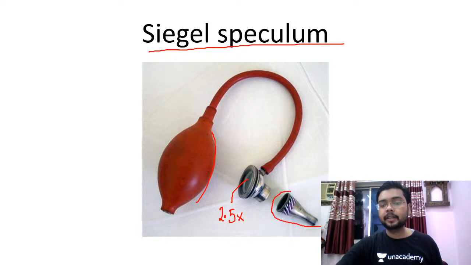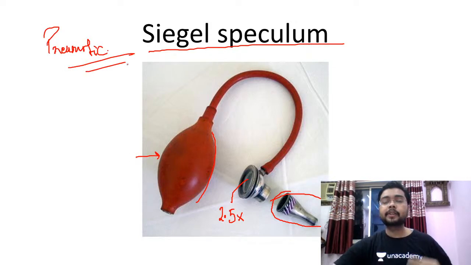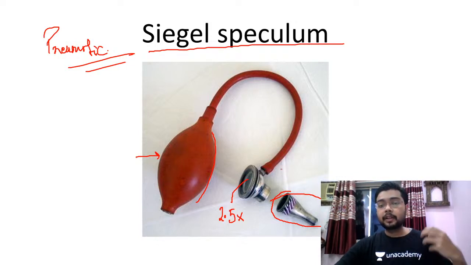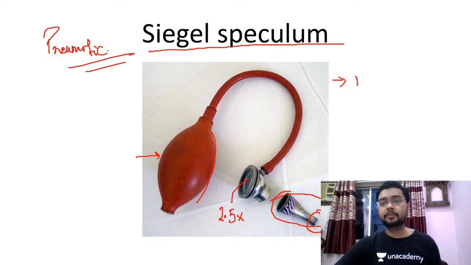Then it has an ear speculum, right? Through this pneumatic Siegle's speculum, so we add here a term called pneumatic Siegle's speculum, we can do various procedures. We can do some audiometric tests. Another thing is, we can use it to instill some medication in the ear, and we can do the fistula test. So a lot of applications this instrument has.